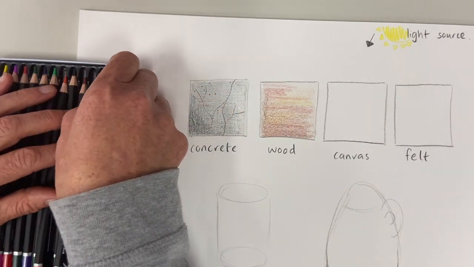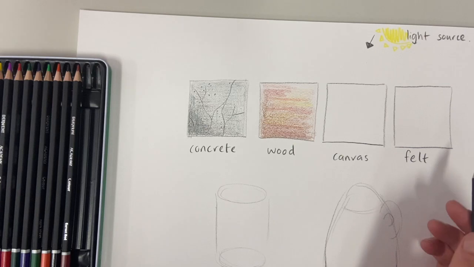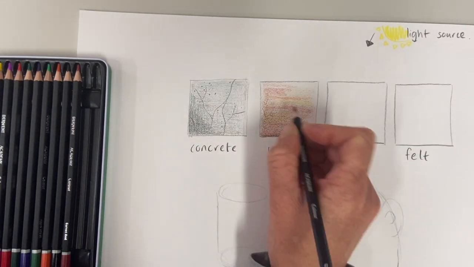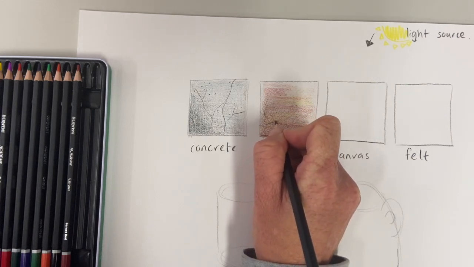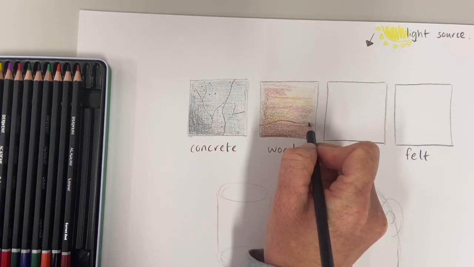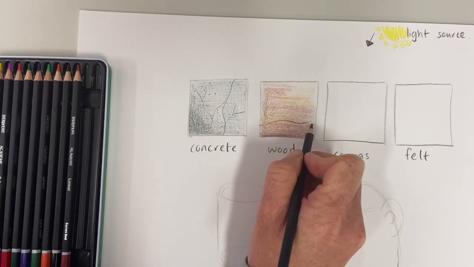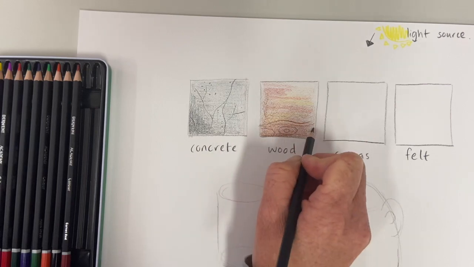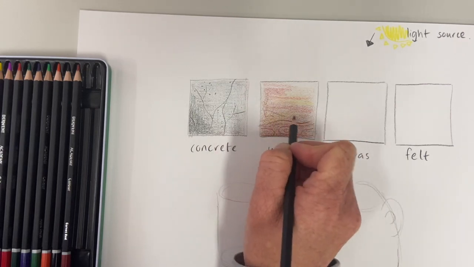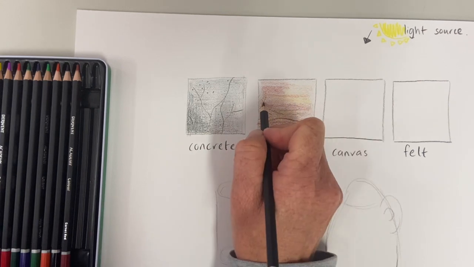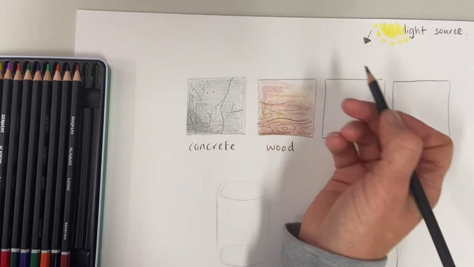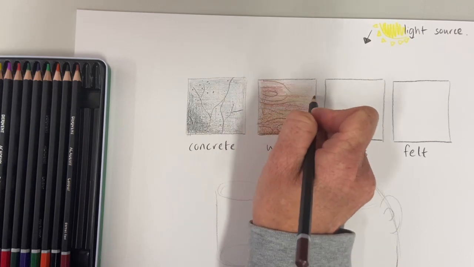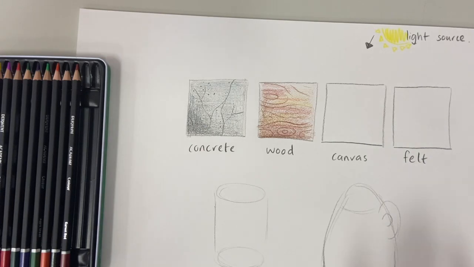Now I need to come back in with a sharp pencil, and I'm going to add in the actual lines that traditionally appear in wood. So here we have wood grain.